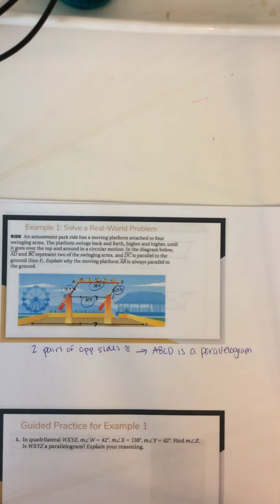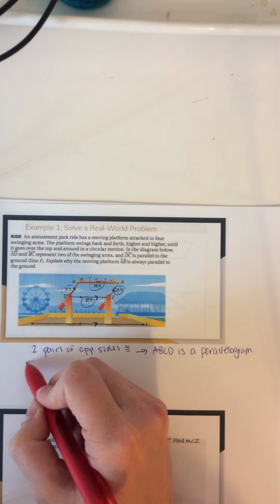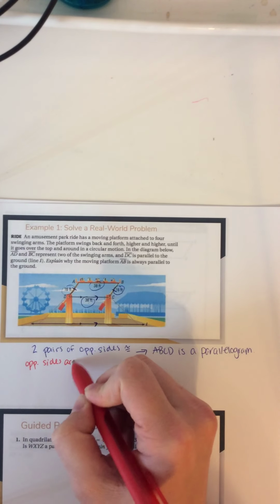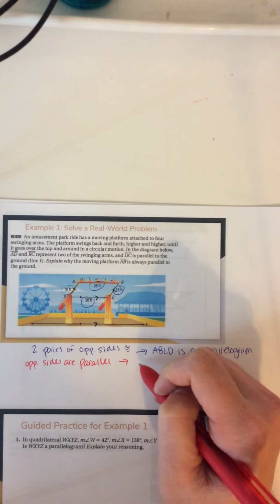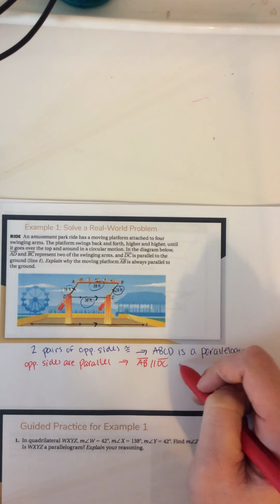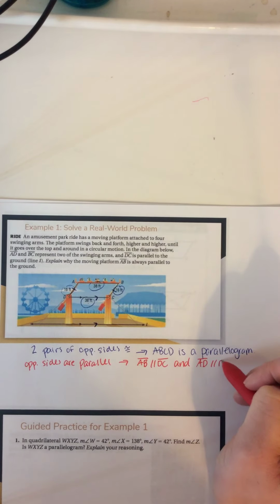And we know that if it is a parallelogram, we know that opposite sides are also parallel. So we know that AB is parallel to DC and AD is parallel to BC.